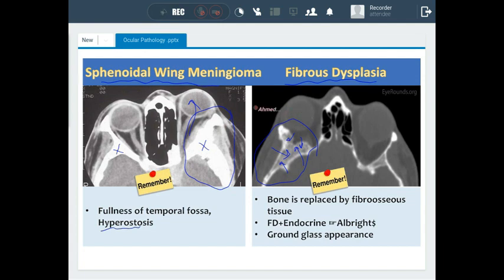This can be confusing because both conditions can cause changes in the sphenoidal bone, and both conditions can cause gradually progressive proptosis. So the CT scan or the imaging will differentiate between them. Also, fibrous dysplasia can be associated with some endocrinological manifestations such as hypogonadism or hypopituitarism, and in such a condition, this is called McCune-Albright syndrome. So again, sphenoidal wing meningioma, fibrous dysplasia, and even optic nerve meningioma all present with slowly progressive proptosis. This is very important.